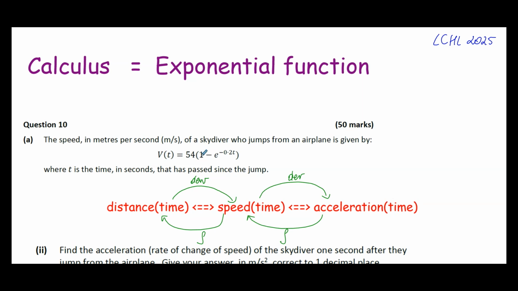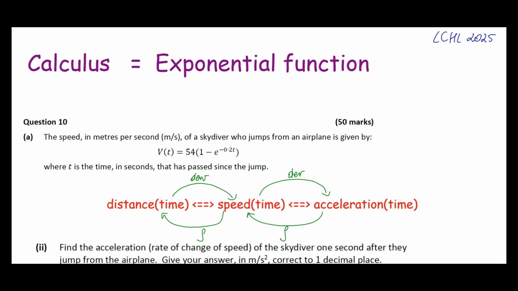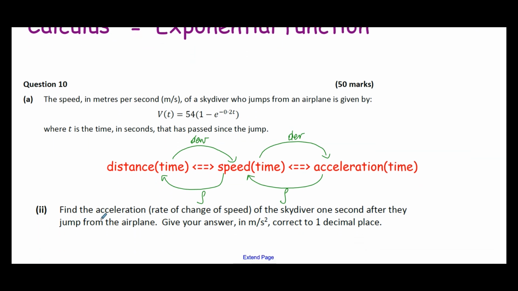So like here, when you have a speed formula, a speed function and time, we can derive into acceleration, or that same one can be used for integration for distance and time. So that's a little bit of knowledge to have here. So in this part, we have to find the acceleration. That means what? Derivative, the rate of change of speed, because acceleration is derivative of speed and time, of the skydiver 1 second after they jump from the airplane. Give your answer in meters per second squared, correct to 1 decimal place.